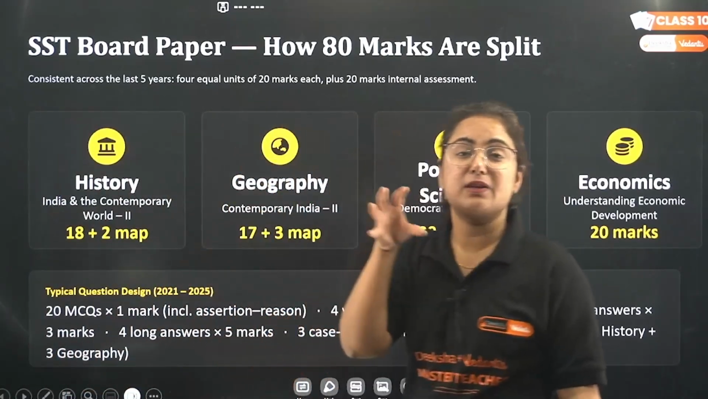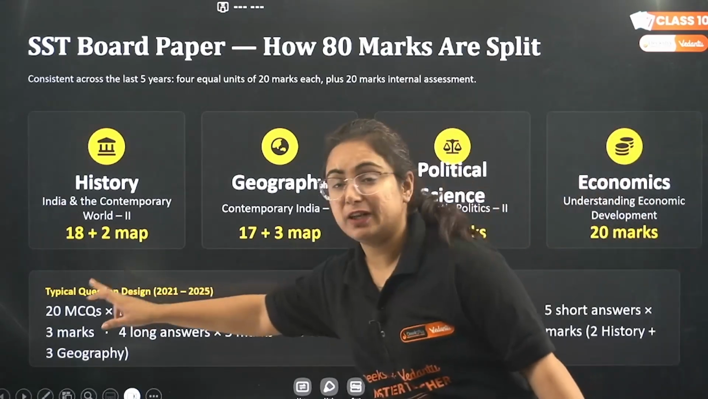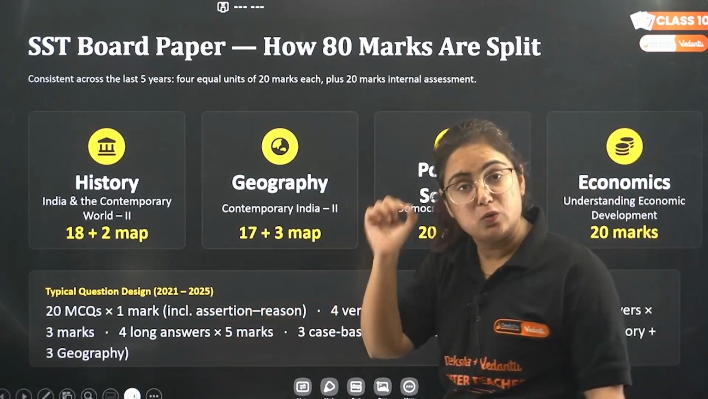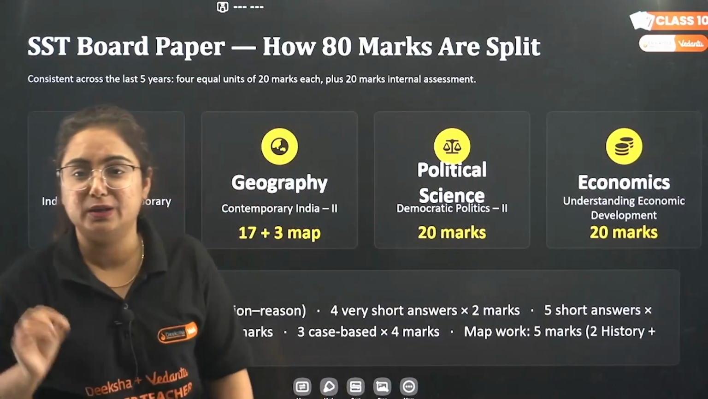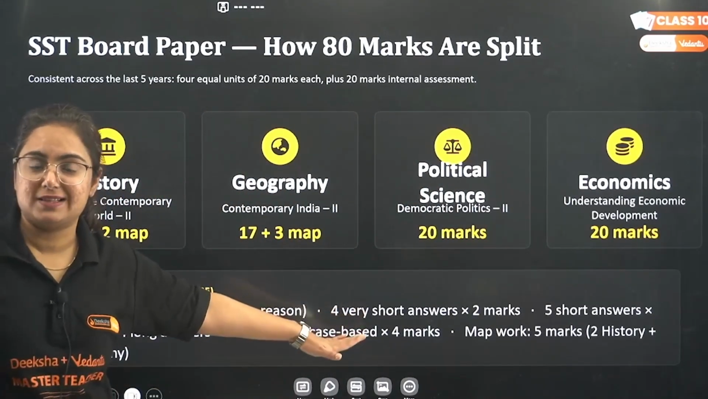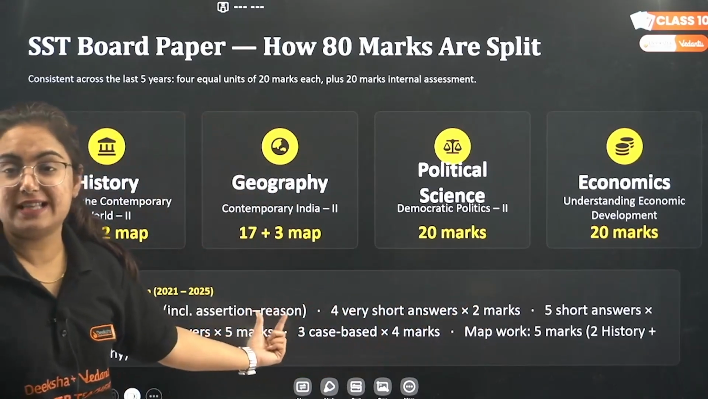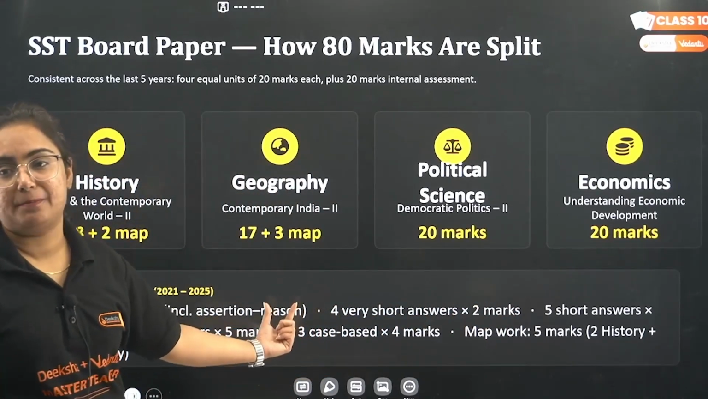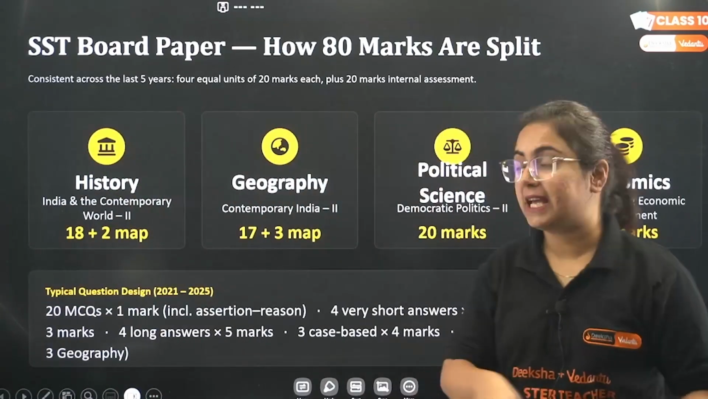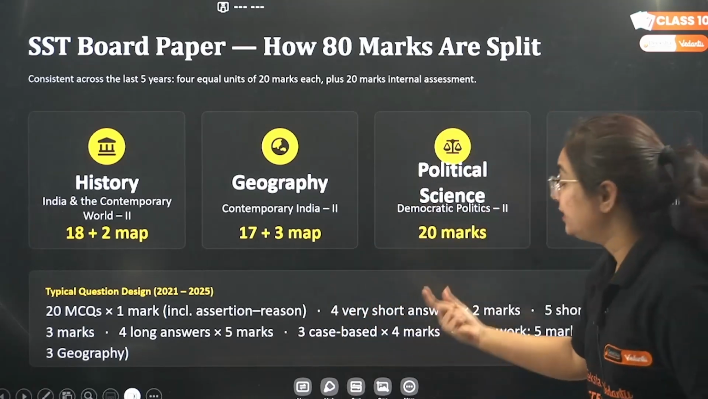Because we analyzed the 5-year question papers, which tell us the format: there will be 20 MCQs, each for 1 mark, inclusive of assertion and reason format questions. Right? You know that the next one is very short answer for 2 marks. How many will come in your exam? 4 will come in your exam. Then we have, beta, 5 short answers and each carries 3 marks, 4 long answers for 5 marks, 3 case-based questions, and a map work question.